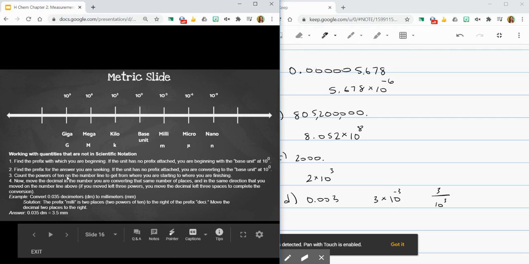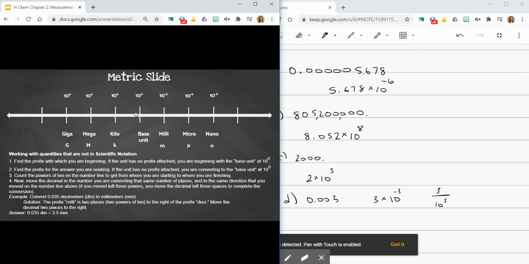You're going to count the powers of 10. Okay, it doesn't say count the places on the number line because, for instance, if you're going from here to here, you're moving 3 powers of 10. So technically it looks like one place on the number line, but you're looking at how much the power of 10 changes by. Okay, count the powers of 10 on the number line to get from where you are starting to where you are finishing. Now move the decimal in the number you are converting the same number of places and in the same direction you moved on the number line above. If you move left 3 powers, you move the decimal left 3 spaces to complete the conversion.